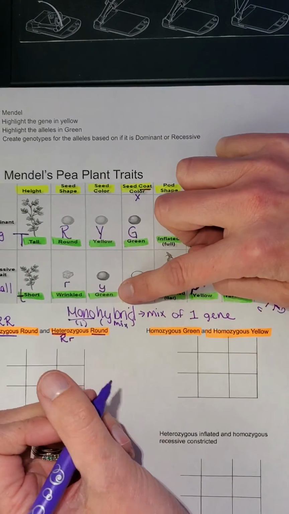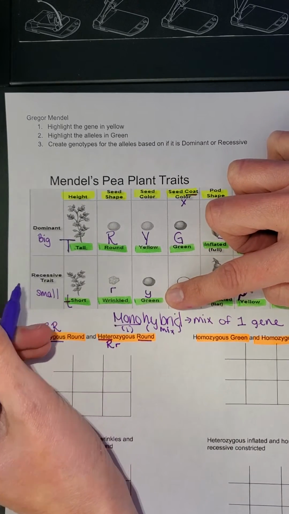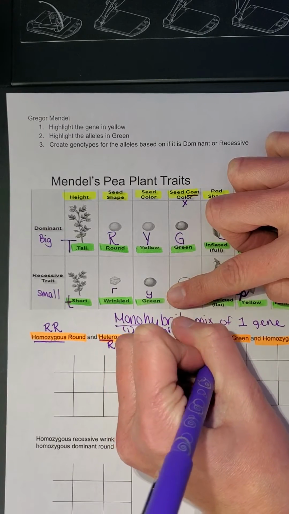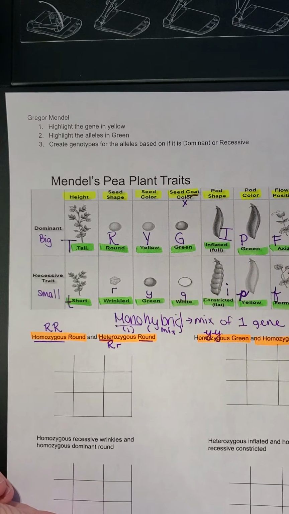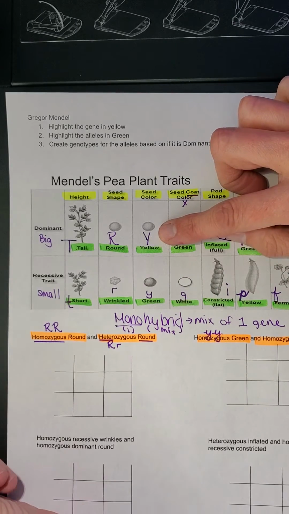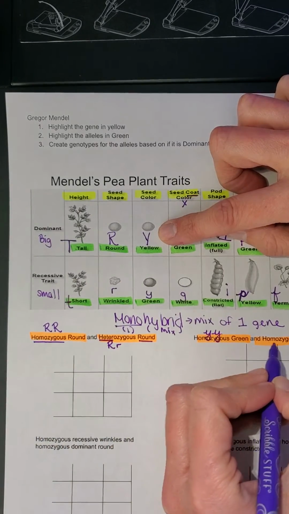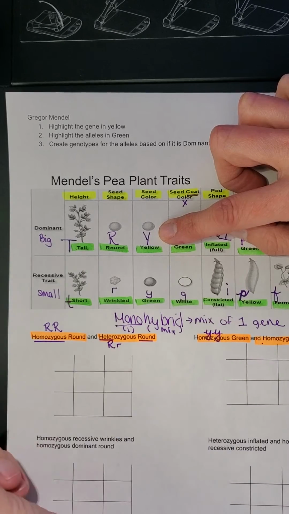So look at it. Homozygous green, is it dominant? No, it's recessive. So therefore, it's going to be little y, little y. And then homozygous yellow. Big Y, it's homozygous. So it's going to be the same. Big Y.